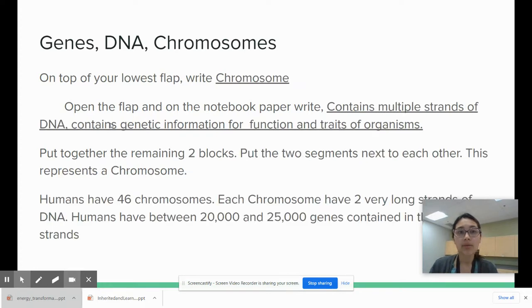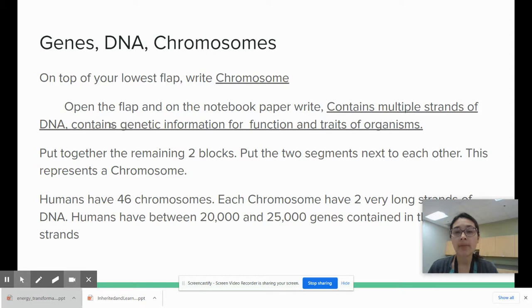All right. So then, those of you at home, you'll just write chromosome in your notes and then write the definition that is underlined. Those of you that are in school, your last flap on top will say chromosome. You'll open it up and put the underlined definition. So what is a chromosome?